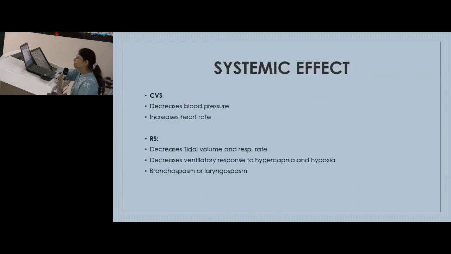Systemic effects: it causes a decrease in blood pressure and there is a reflex increase in heart rate. So it should be used cautiously in patients who are hemodynamically unstable. On the respiratory system, it causes a decrease in tidal volume and decrease in respiratory rate. It also decreases ventilatory response to hypercapnia and hypoxia and it can cause bronchospasm or laryngospasm. So it should be used cautiously in a patient with asthma. Asthma is a relative contraindication for use of thiopentone.